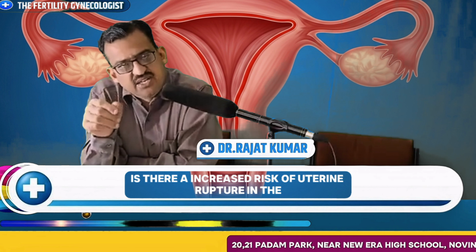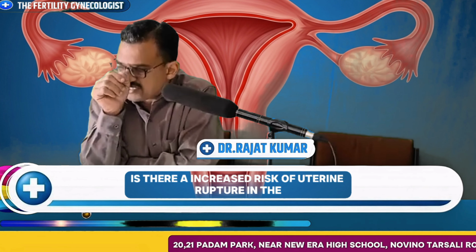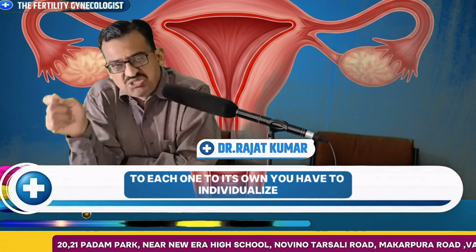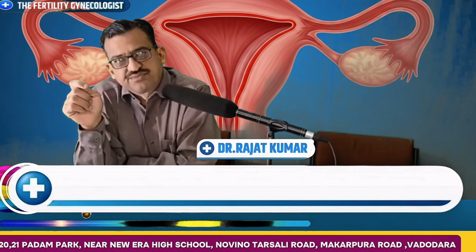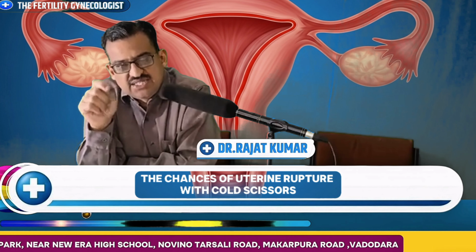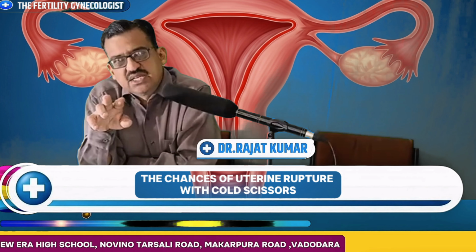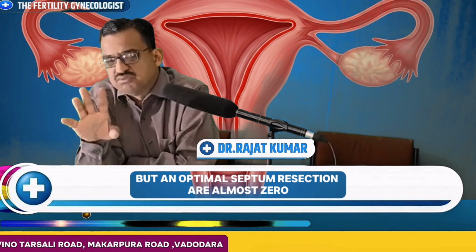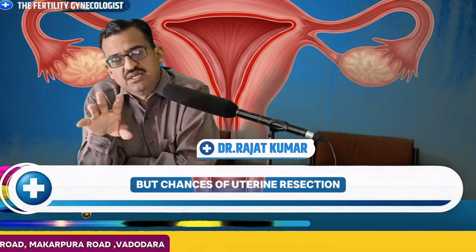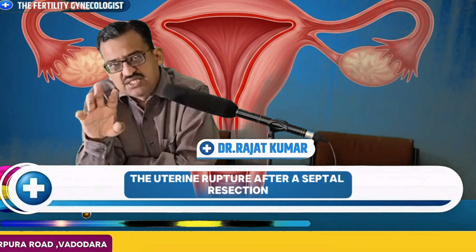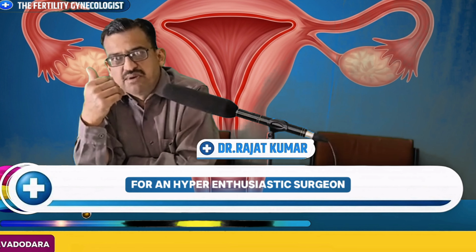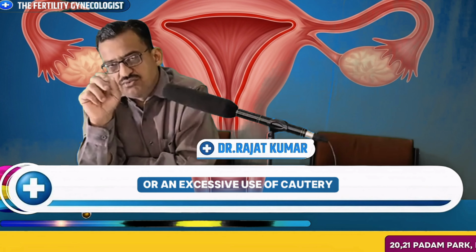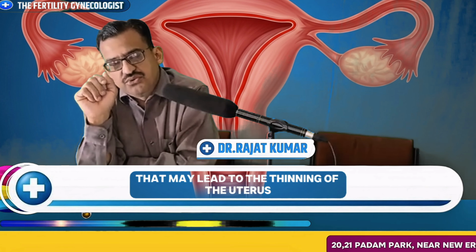Most important question: is there an increased risk of uterine rupture in the subsequent pregnancy? Chances are very, very less. But like I said, to each one to its own, you have to individualize. The chances of uterine rupture with cold scissors and an optimal, not an excessive, septum resection are almost zero. But for an aggressive, hyper enthusiastic surgeon who does slightly more correction, uterine thinning may be there, or an excessive use of cautery for the bleeding at the septum may lead to thinning of the uterus.